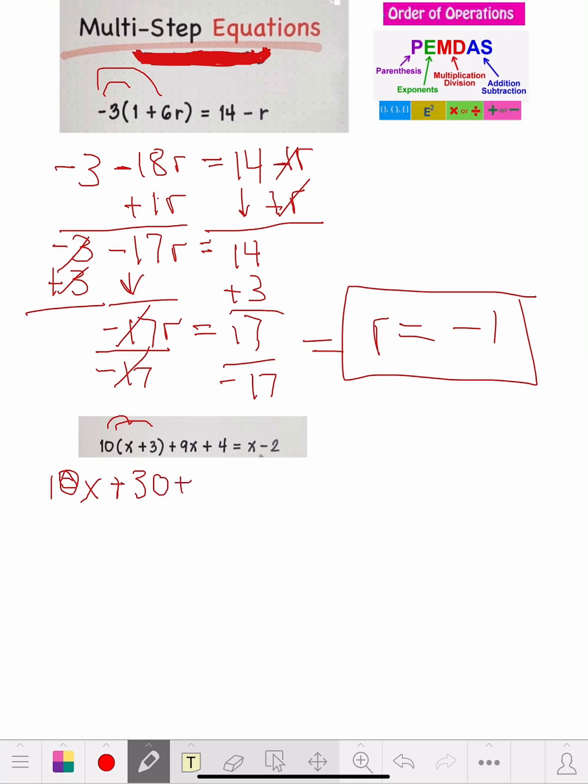Now, plus 9x plus 4 equals, okay, we got x minus 2.